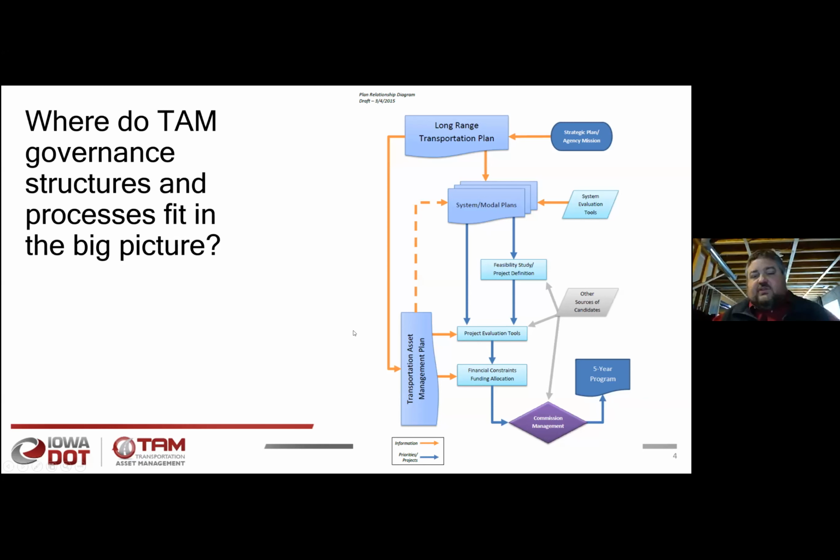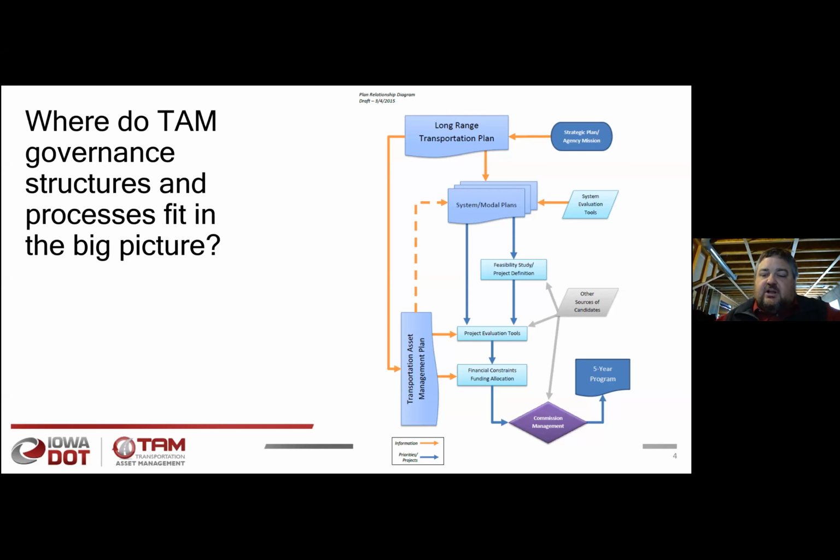In this diagram, you can see the asset management plan really is kind of off to the side a little bit. And our guiding principle is really in our long range plan. This diagram was one that we put together back in March of 2015 to really help us diagram out how these plans relate to each other, how the long range plan is informed by our strategic plan, our agency mission. Of course, those are all just some of the inputs to the long range plan, but certainly important ones.